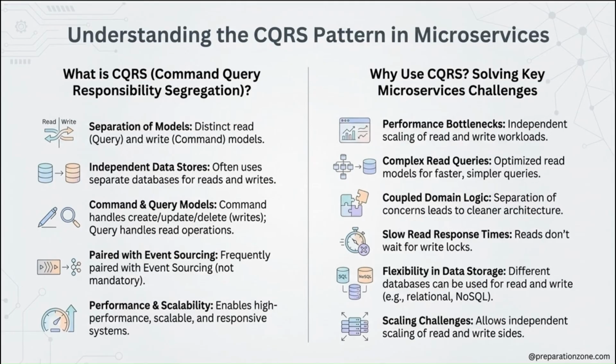On one side, we have the command model. This handles all the heavy duty work like creating, updating, and deleting data. On the other side, we have the query model. This is focused on reading data as fast and efficiently as possible. By separating these two responsibilities, each side can evolve and scale independently. You can tune your write side for consistency and business rules, and tune your read side for pure speed and optimized queries. What problem does CQRS solve?